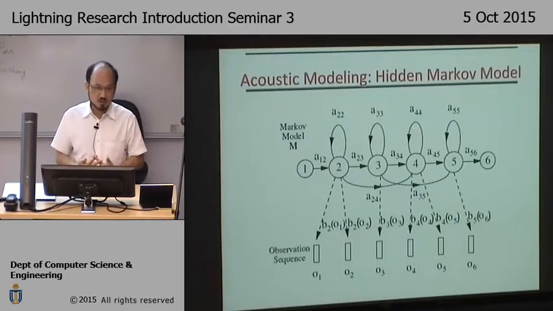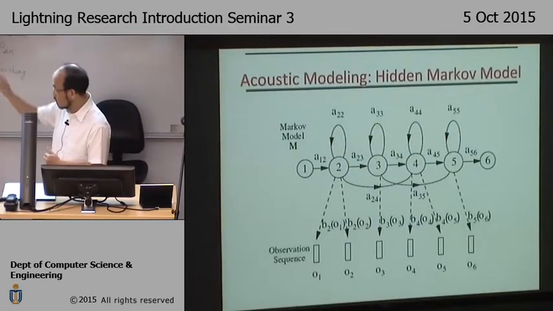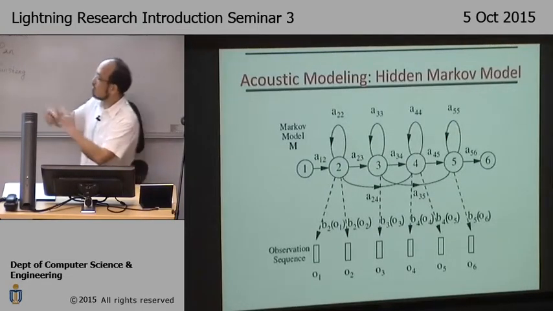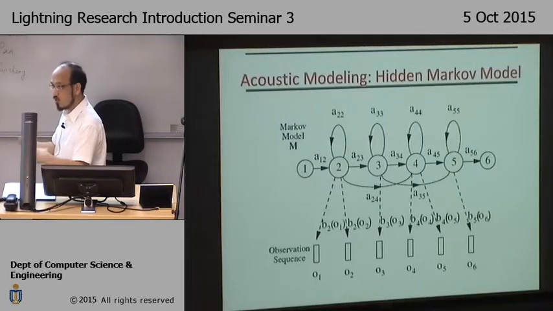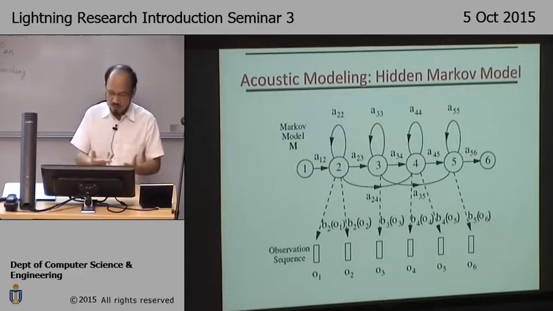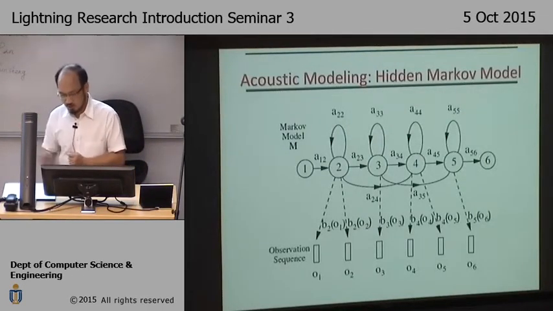To computer science people, this is just a finite state machine. But then we put 2 stochastic processes onto this finite state machine, meaning that the transition from state 1 to state 2, from state 2 to state 3, all these are governed by probability. And then out of each state, which we call an HMM state, you emit some acoustic observation, acoustic vectors.